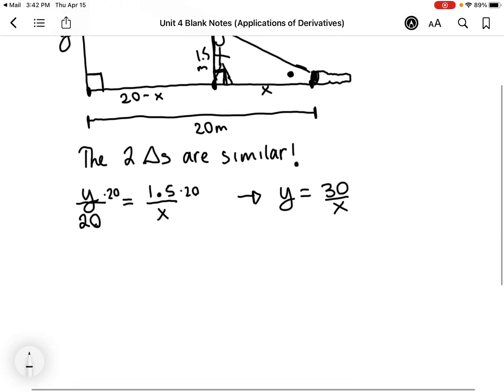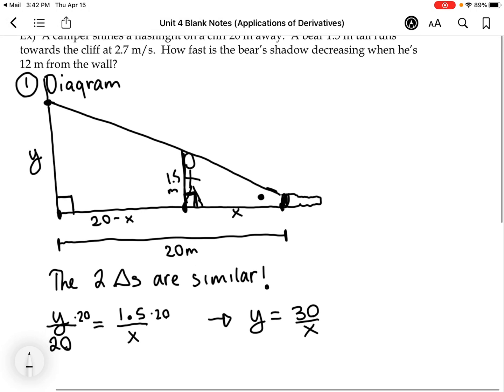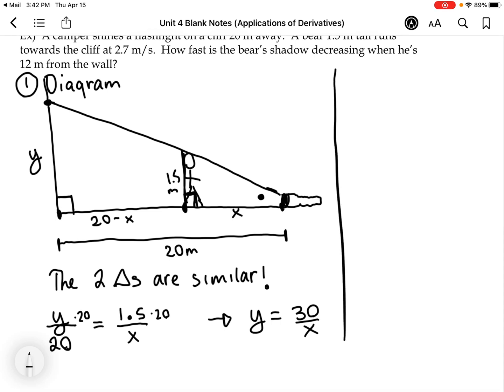Okay. Now, what do I know? So this is kind of part 2. I know that the distance that the bear is running away from the flashlight, which is X, is changing at a rate of 2.7 meters per second. That is dx by dt. So that has to equal 2.7. Okay, and it's increasing because he's running away from the flashlight.